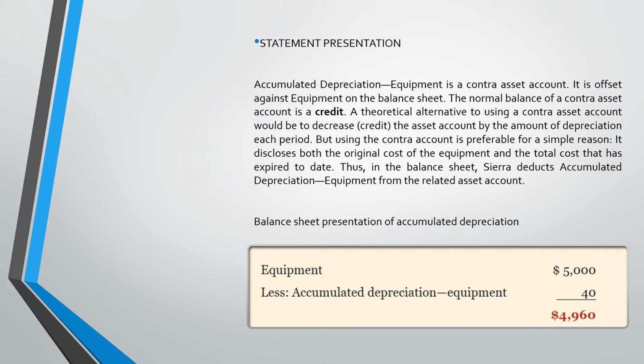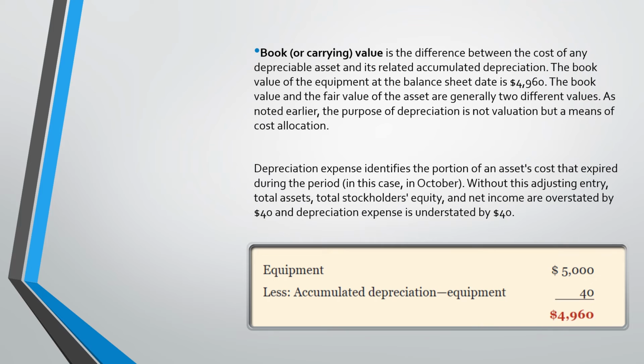So on the balance sheet, Sierra deducts accumulated depreciation equipment from its related asset account. Here's the way the presentation should look on the balance sheet: equipment less accumulated depreciation equipment. What we are calling this is book value, or carrying value. It's the difference between the cost of the depreciable asset and its related accumulated depreciation. So the book value of the equipment on the balance sheet is $4,960.